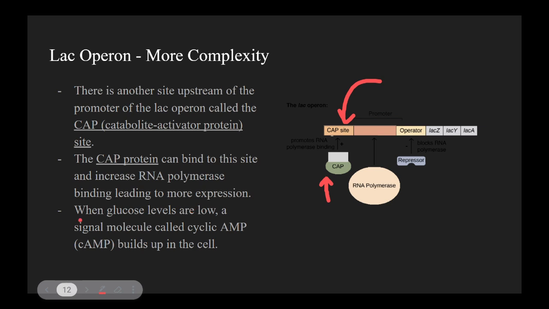All right, so let's say there's not that much glucose in the environment, and remember glucose is the preferred sugar for E. coli. So when glucose levels are low, a signal molecule called cyclic AMP, or cAMP, will start building up in the cell as glucose drops.